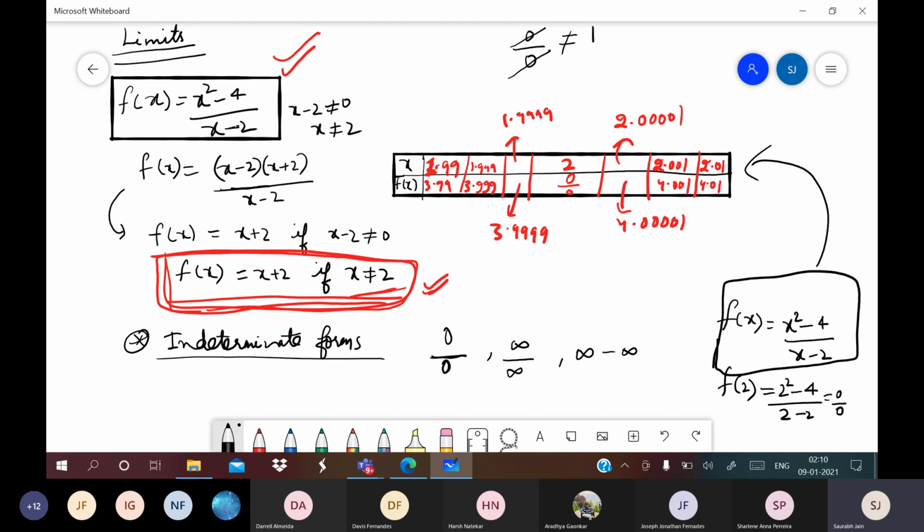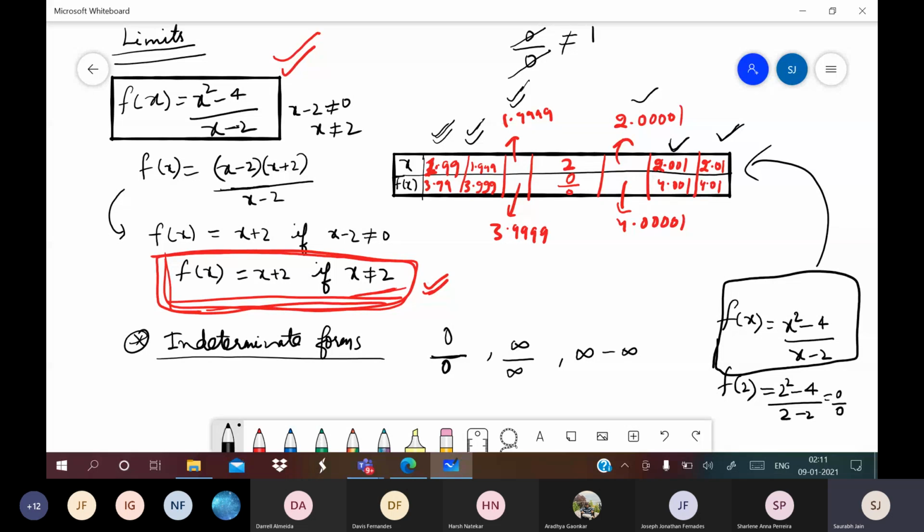See what is happening. When you put 2, you are getting 0 by 0, an indeterminate form. But when you are trying to put values of x which are closer to 2, see these values as well as these values on the left of 2. See this, 2.1, 2.01, 2.001. These values will be towards the right of x equals 2, we are talking about the number line. And 1.99, 1.999, these numbers will be towards the left of x equals 2 on the real number line.